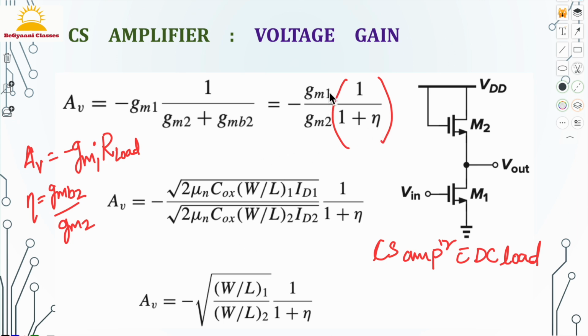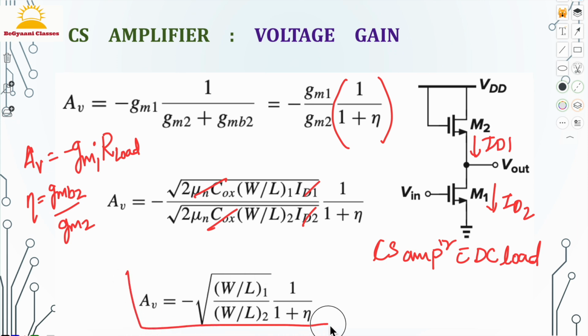Now let's write the transconductance of the MOS in terms of the aspect ratio and the bias currents. We know that the drain current ID1 is equal to ID2, and this factor is also common, as both are NMOS devices. So these get cancelled out and we are left with only the ratio of the aspect ratios. So this is our voltage gain of the diode connected load common source amplifier.